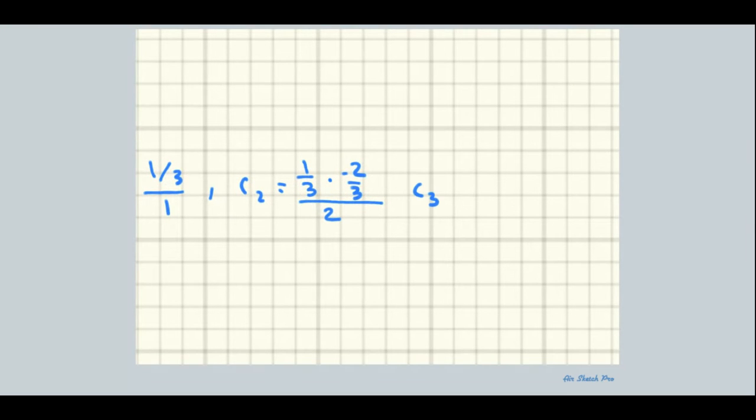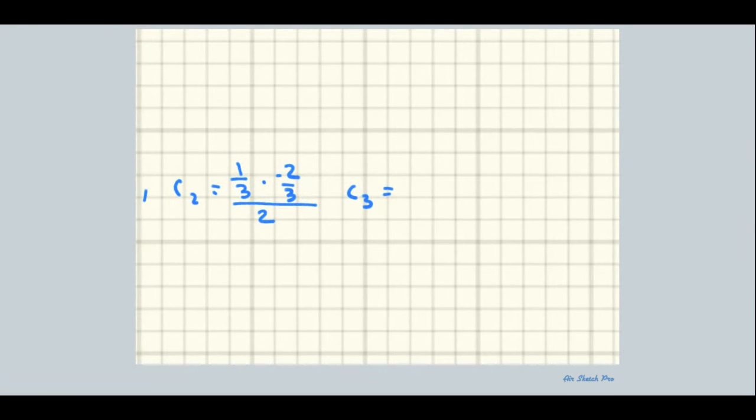Okay, C3 is going to have 3 factors. 1/3, negative 2/3, we already did those. Now subtract 1 again. What do we get when I subtract 1 again?